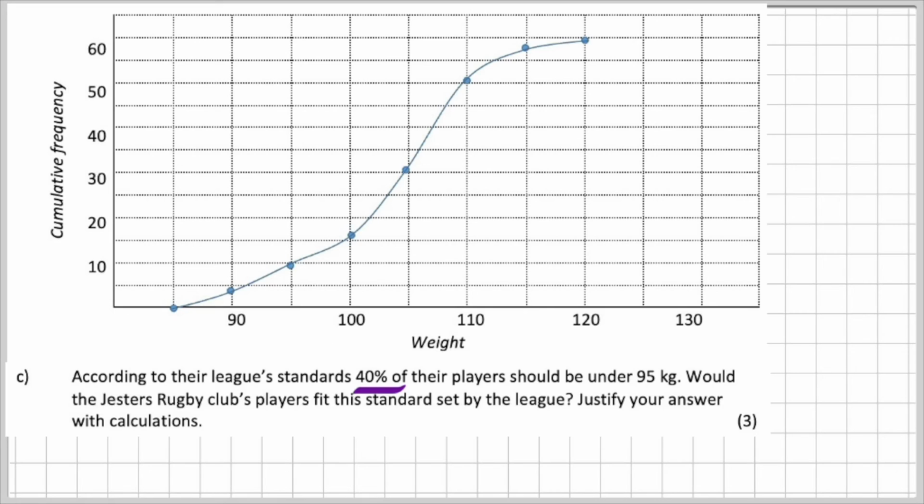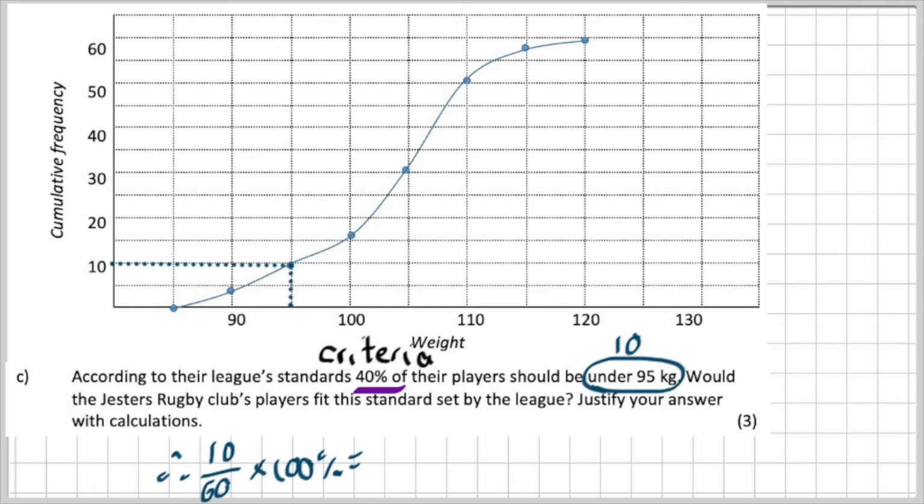40% of their players should lie under 95. So if I look at under 95, I'm going to go to my Ogive and find the 95th kilogram. Look how many guys are at 95 or below, and that's only 10 people. But 10 out of 60. To get it into percentage, that means only 16.67% of the rugby players are below 95 kilograms.